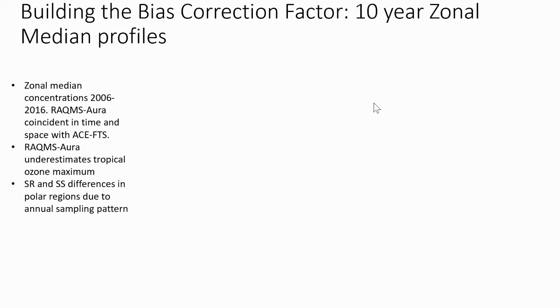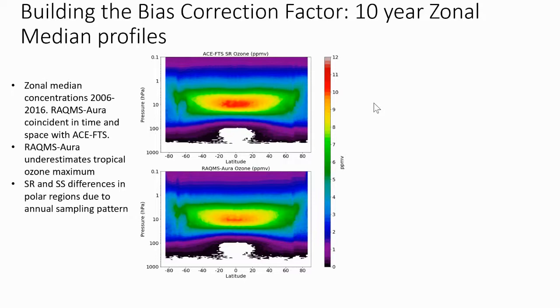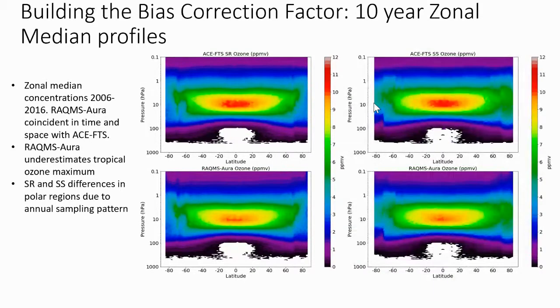So moving on to looking at our zonal median profile between 2006 and 2016. First here are the SR medians and then the SS. Some important parts to note are that in our tropical troposphere, RAQMS Aura is underestimating the maximum concentration of ozone. And between the SR and SS measurements, our largest areas of disagreement in the median profile are at the poles, which is likely due to our variation in sampling pattern.